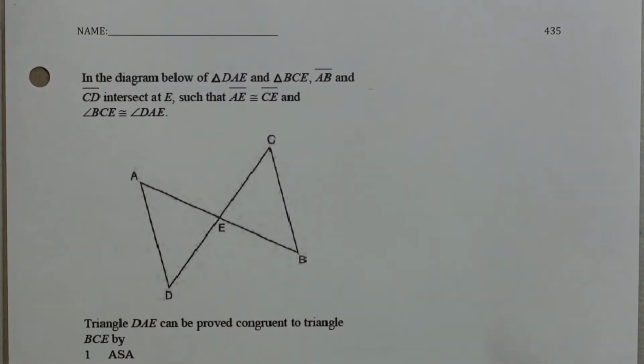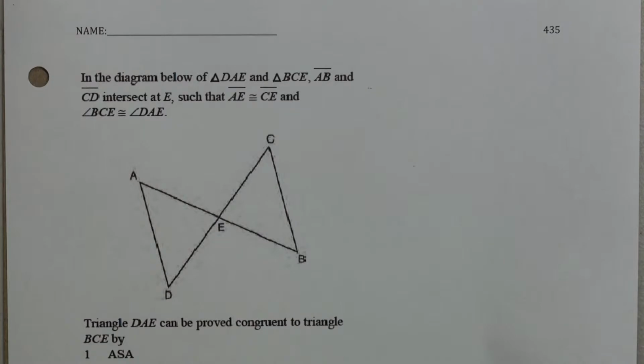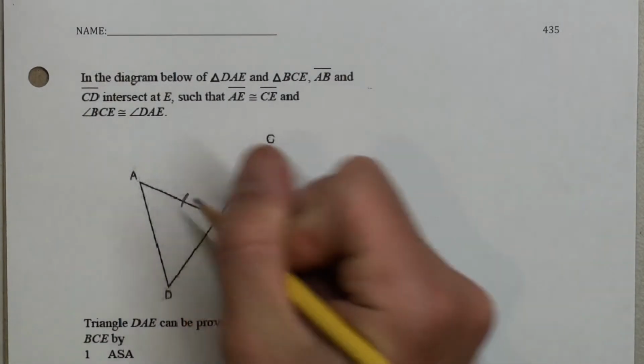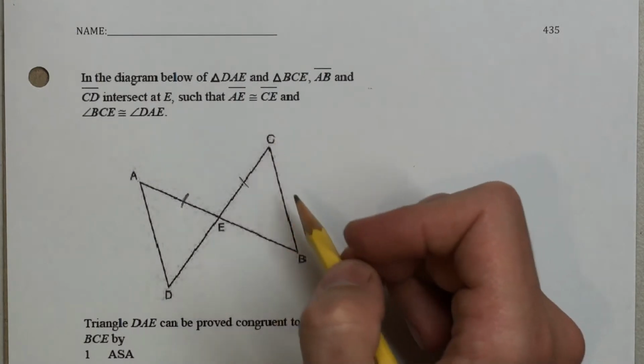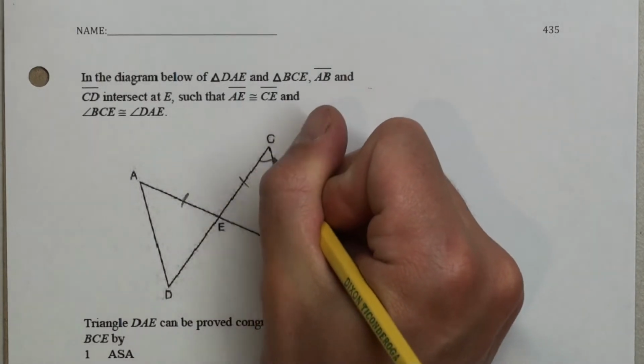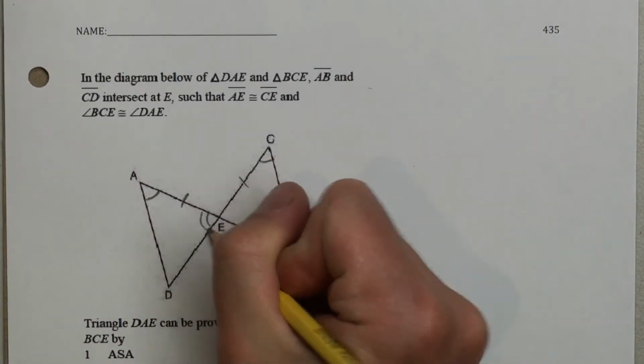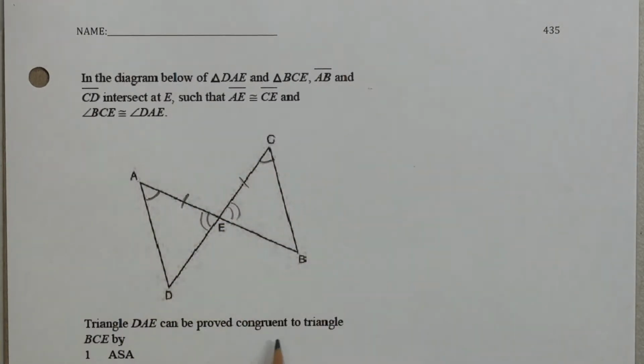435. In the diagram below, we have two triangles. AE is congruent to CE. And BCE is congruent to DAE. And we also know that vertical angles are congruent. So it can be proved congruent by angle, side, angle. Choice 1.